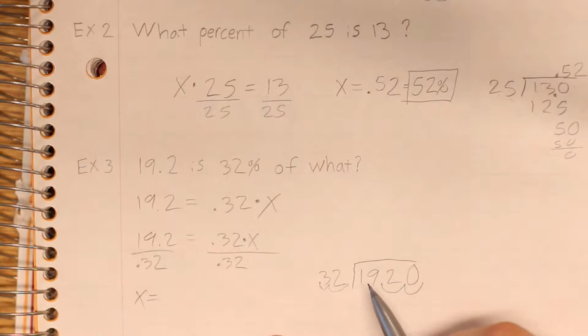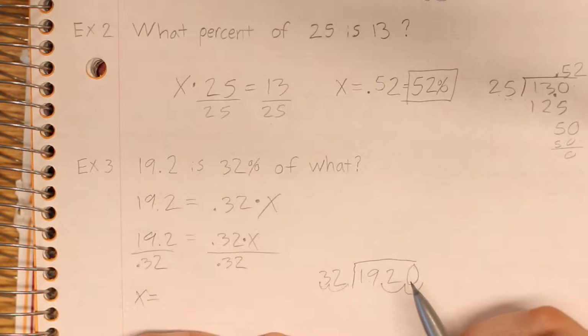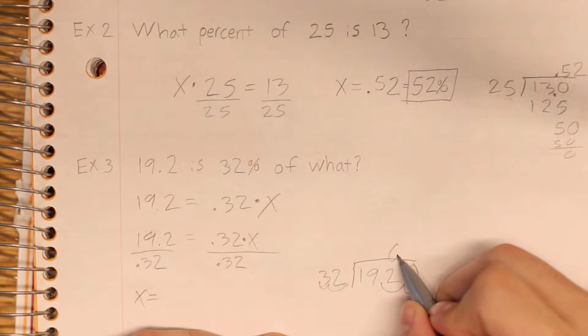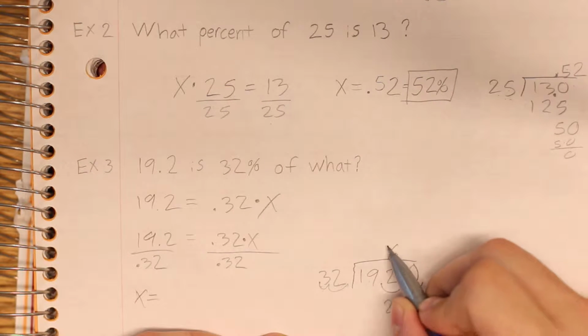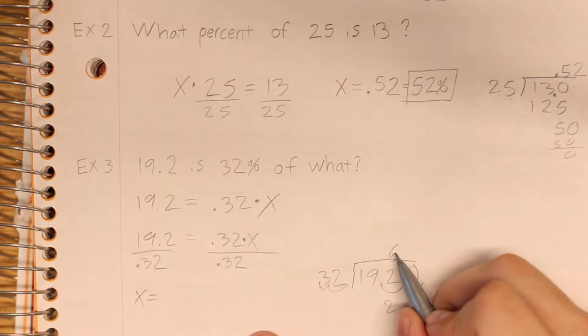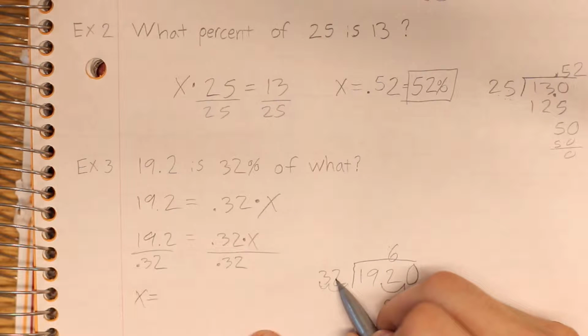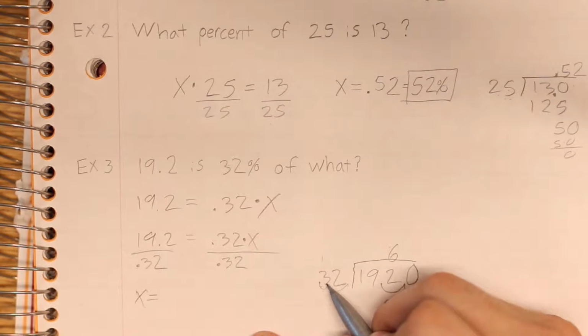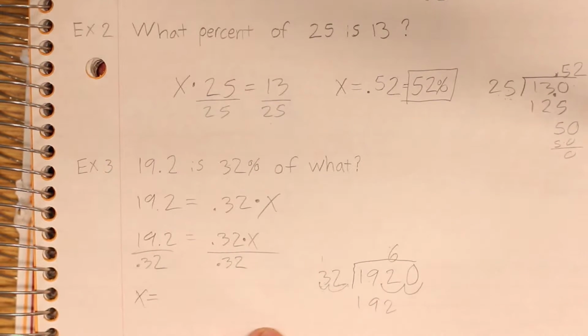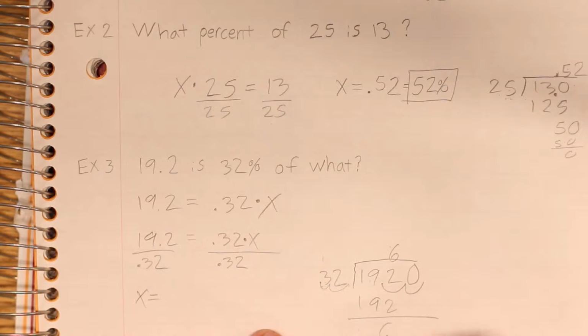So 32 goes into 192. How many times? I would say let's try 6. So 6 times 2 is 12, so you get the 2 there. And it looks like it's going to go in there. So 6 times the 2 is 12. 6 times that, 18. So yeah, hey, look at that. It works out really perfectly. And so you subtract, you get a 0.